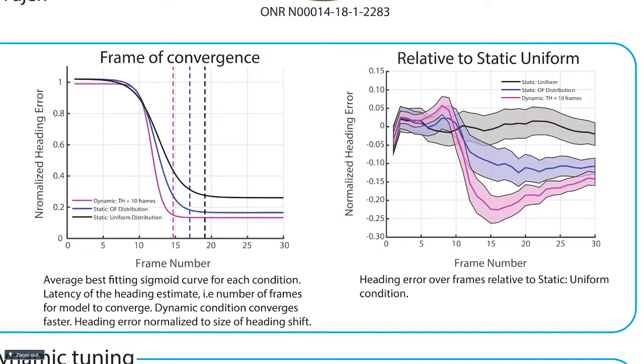This graph shows the best fitting sigmoid curves for each condition, with dotted lines marking the frame the final estimate is reached for those curves. Both of these graphs show the heading error as normalized to how large the heading shift was, so whether the new heading was 70 degrees from the previous heading or only 10, the error starts at 1. The final graph controls for the performance of the static uniform, showing us more clearly what frames the dynamic condition has higher accuracy than the static attunement to the environmental optic flow distribution.